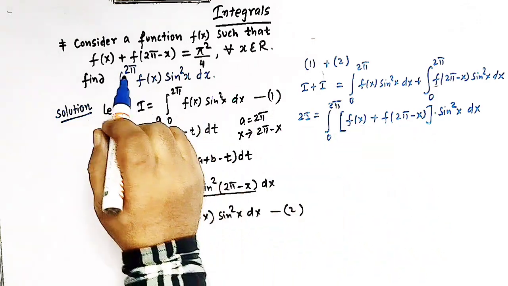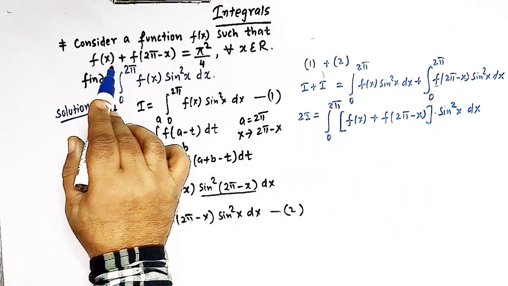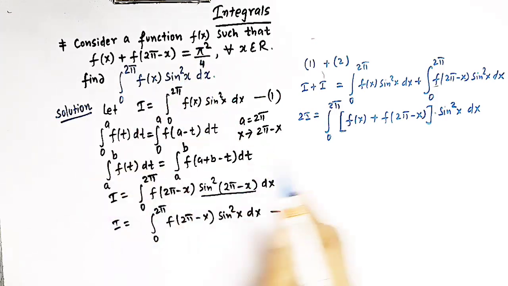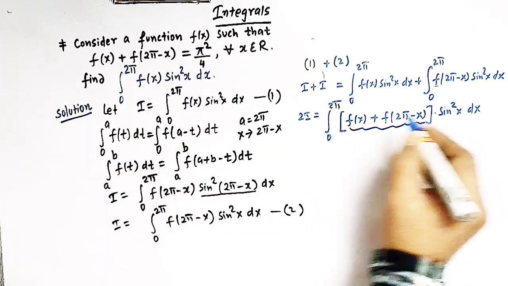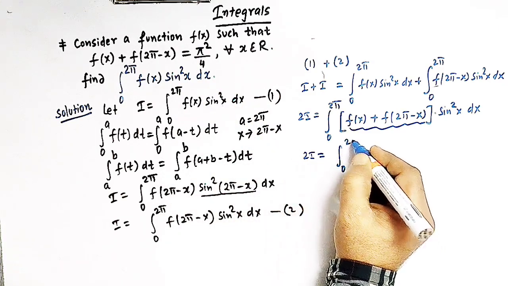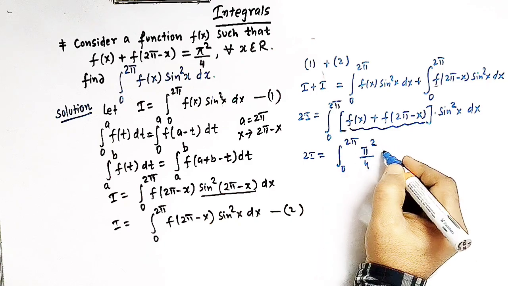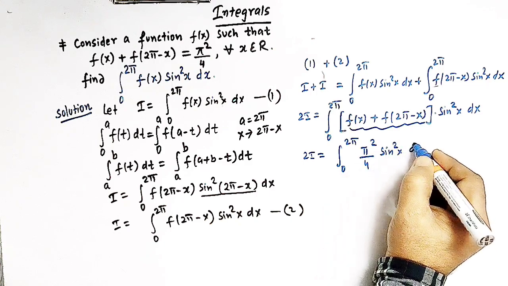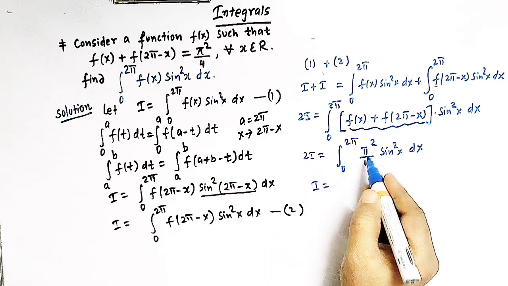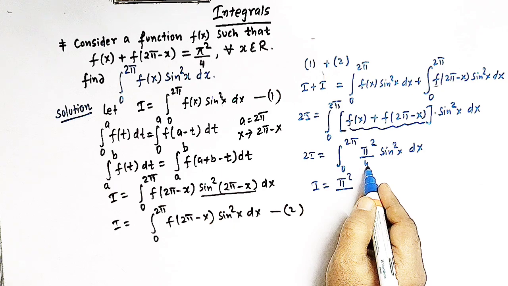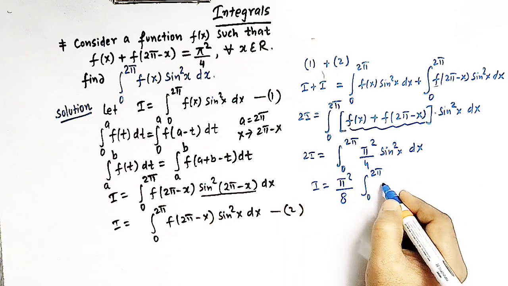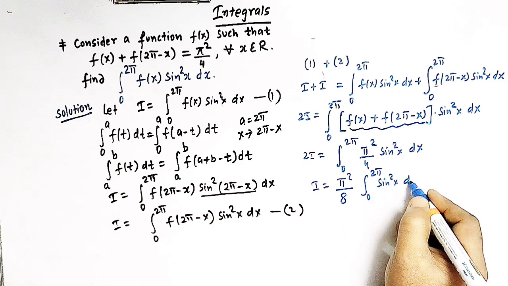Now see, we are given in the problem that f of x plus f of 2 pi minus x is equal to pi square over 4. So let us replace this quantity by pi square over 4. So we have 2I equal to integral 0 to 2 pi, and here we have pi square over 4 and sine square x dx, right? So let us rearrange the terms. So here we have pi square, and here we have 4 times 2, that is 8, and then we have integral 0 to 2 pi sine square x dx.